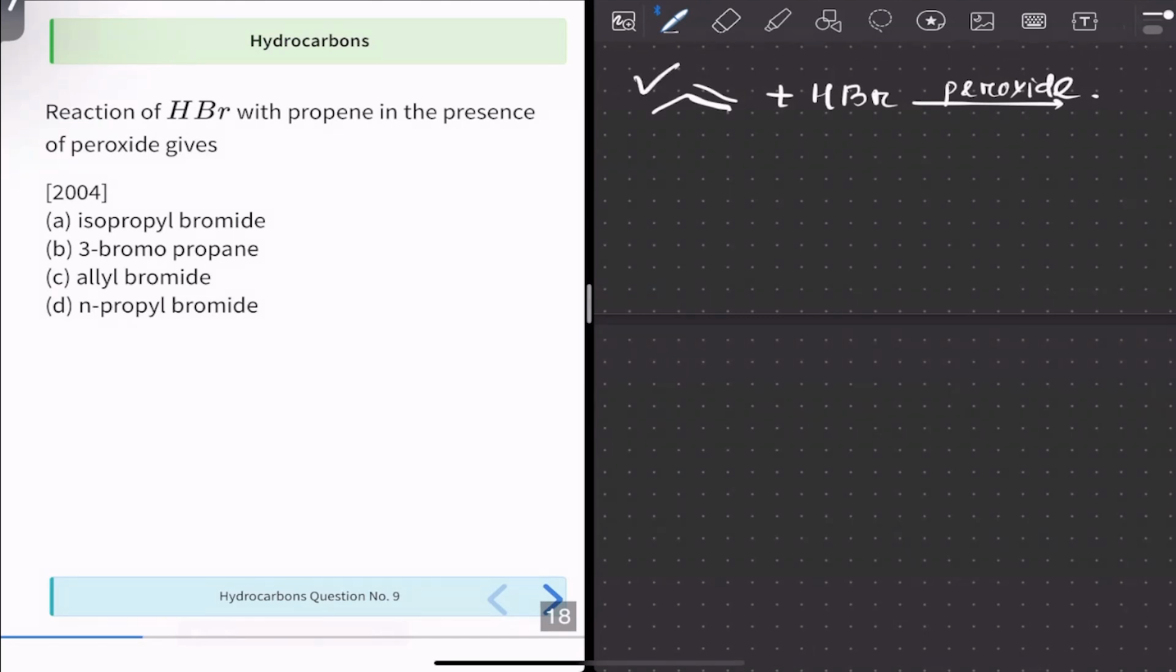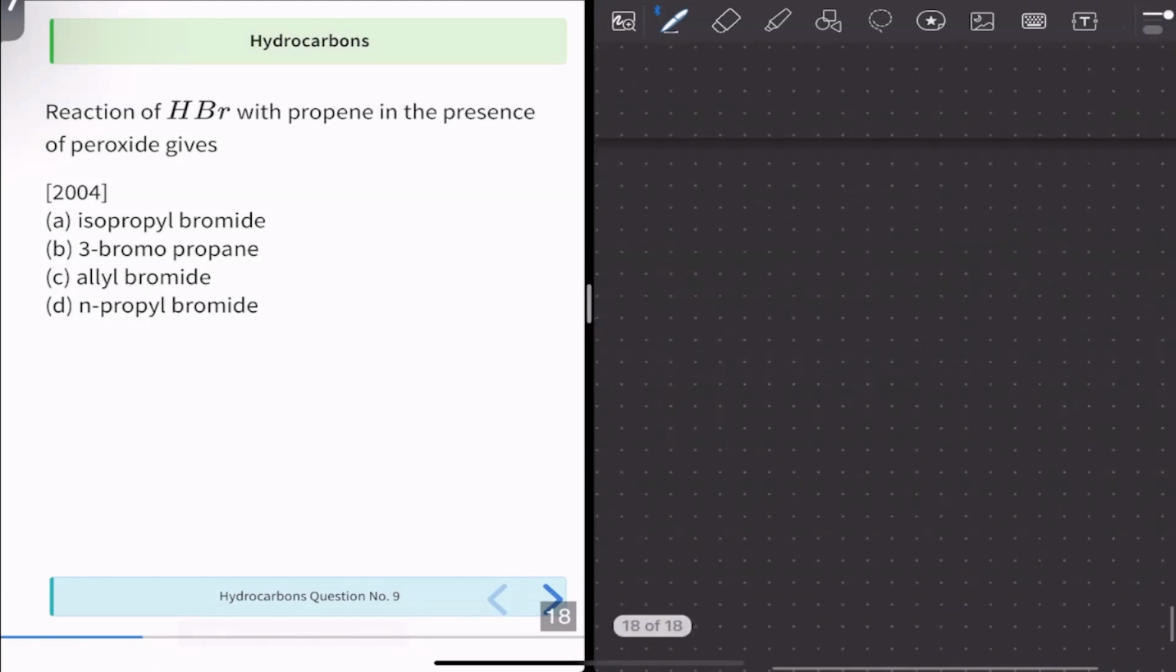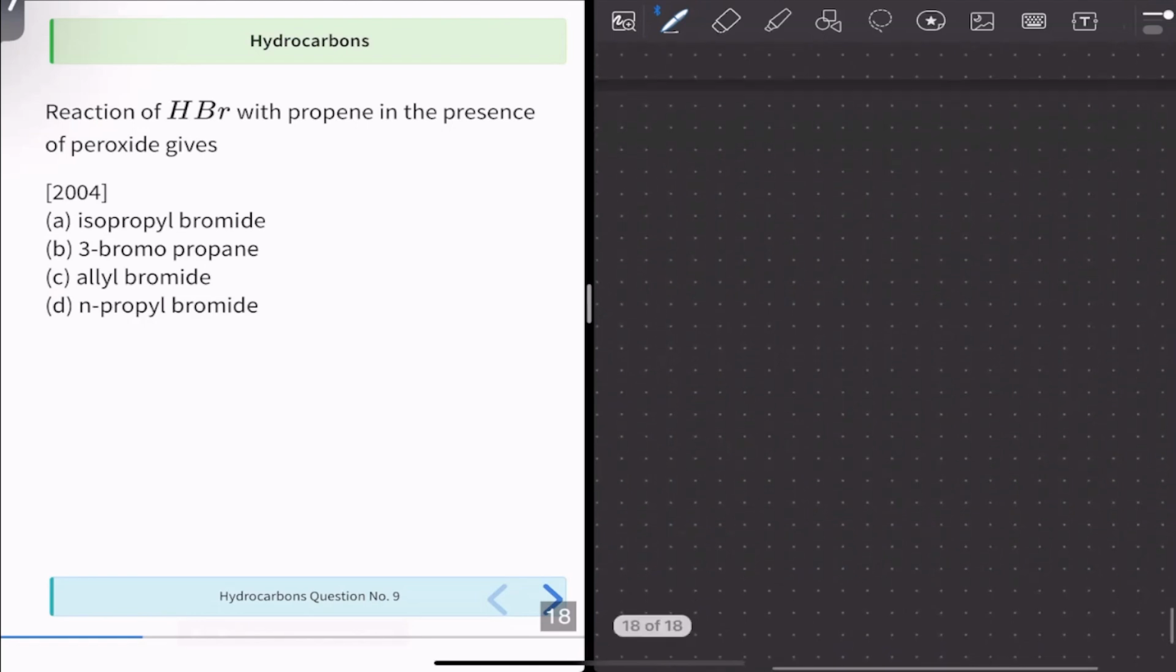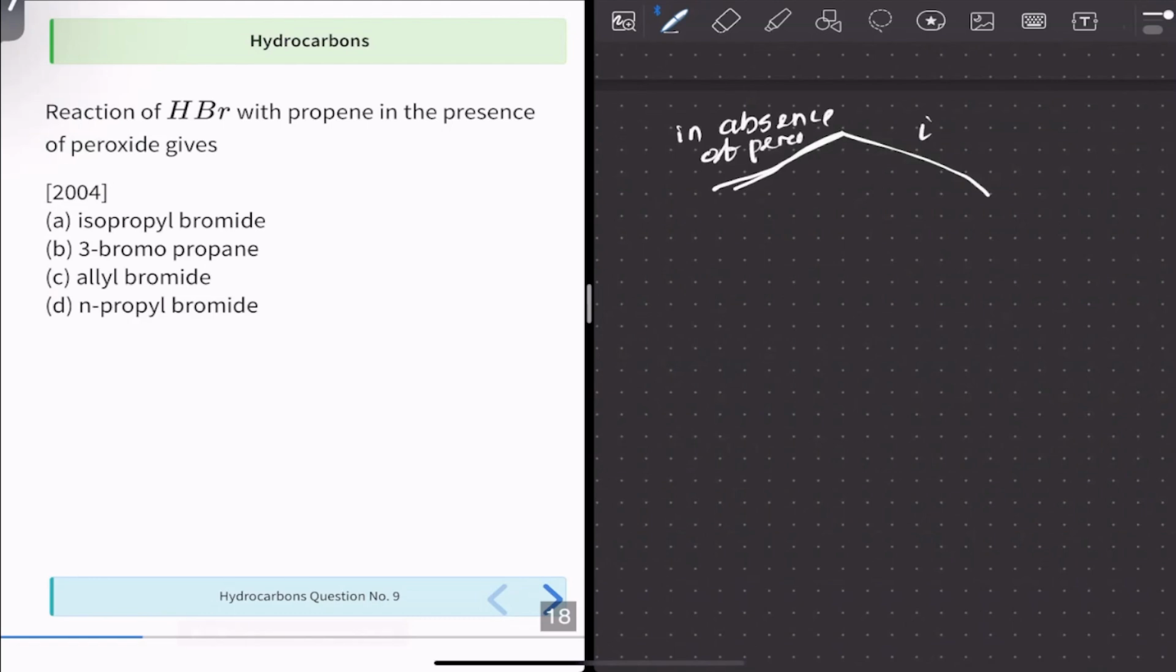Okay, let's focus. The alkene HBr reaction is a very popular reaction, but it has two mechanisms. I'll discuss the mechanisms first, then we'll discuss the answer here. So there are two mechanisms: in absence of peroxide and in presence of peroxide.